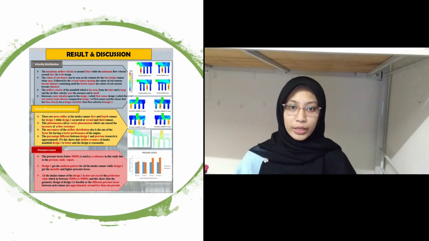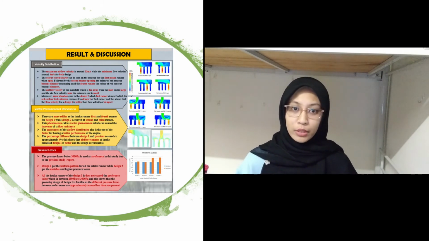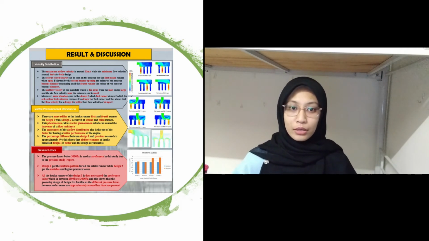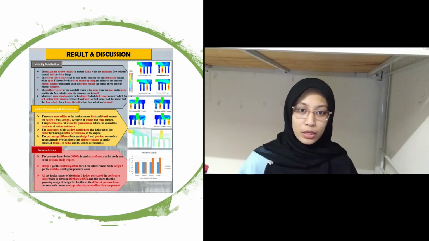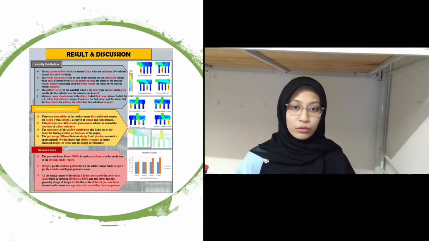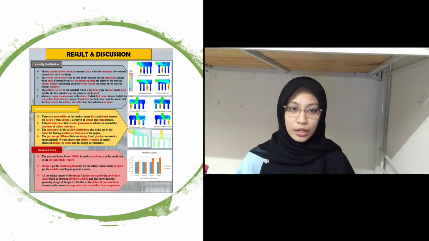Then, followed by the second runner open, the red contour becomes dimmer, continuing until the fourth runner. The red contour becomes dimmer, as we can see in design 1. So we can conclude that the airflow velocity of the intake manifold which is far away from the inlet end is large, and the airflow velocity near the entrance end is small.